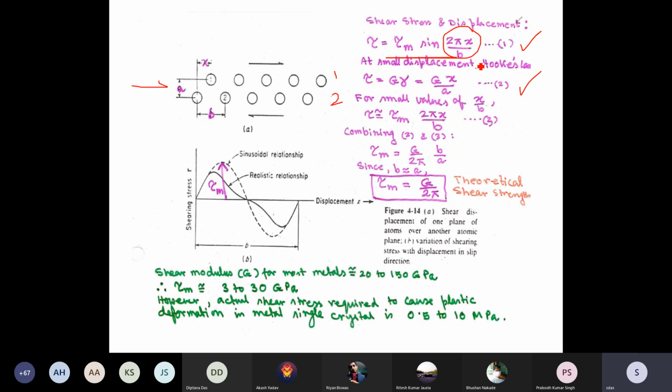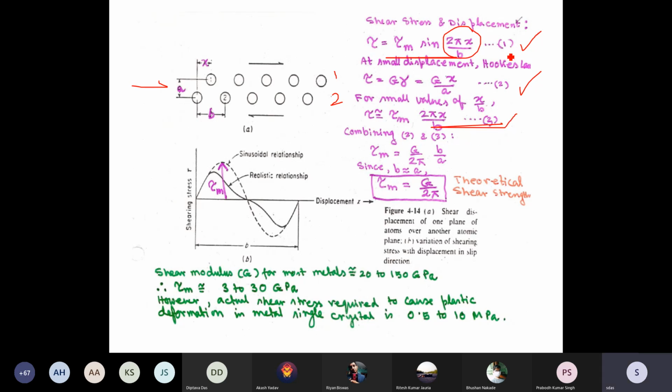Now, if x by b is very small, sine 2 pi x by b is more or less the same as 2 pi x by b. If the x by b value is very, very small, sine 2 pi x by b can be written as simply 2 pi x by b. So what I wrote from equation number 1 becomes tau is equal to tau max times 2 pi x by b. This is equation number 3.